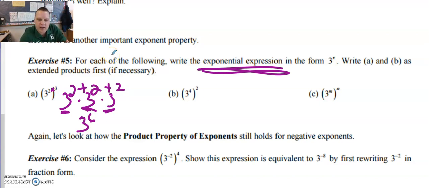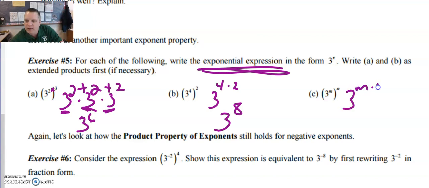So in the next one, I have 3 to the 4th raised to the 2nd. It would be 4 times 2, which is 3 to the 8th. Next one is 3 to the m, to the n power. It's 3 to the m times n. And that's it. You just leave it like that. Okay?